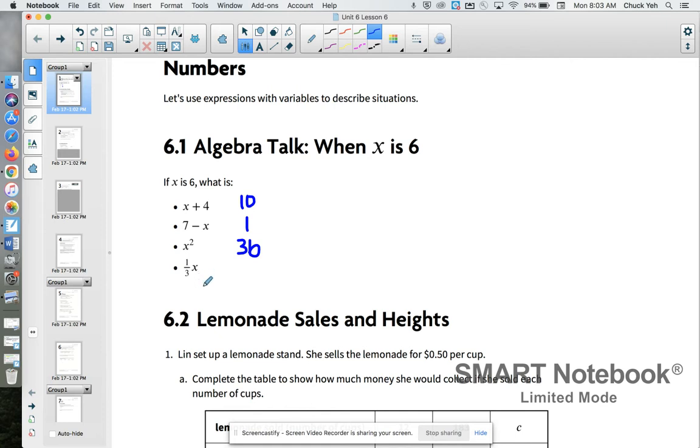Okay, here's a little tough one maybe. 1/3 times x. Remember, 1/3 times x. If x is 6, remember how to write 6 as a fraction, 6 over 1. So 6 over 3. And then that can be 2, right?